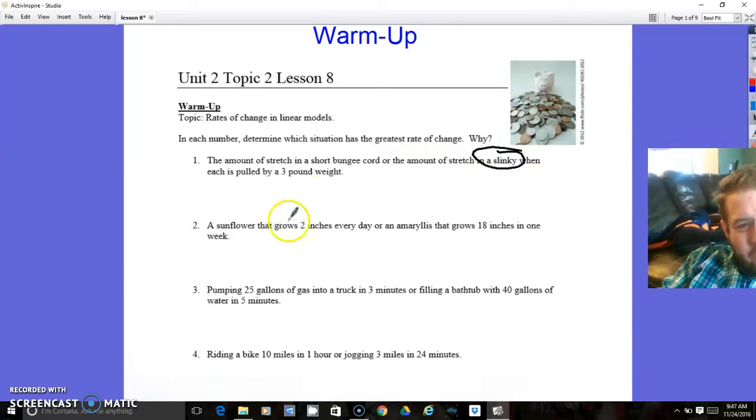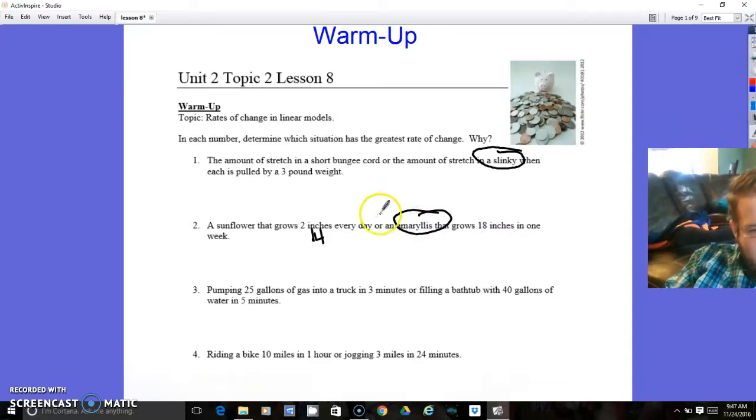A sunflower grows 2 inches per day, or this type of flower, I don't know that one, that grows 18 inches in 1 week. Well, 2 inches per day times 7 days would be 14 inches per week, which means this one's the one that's growing more.